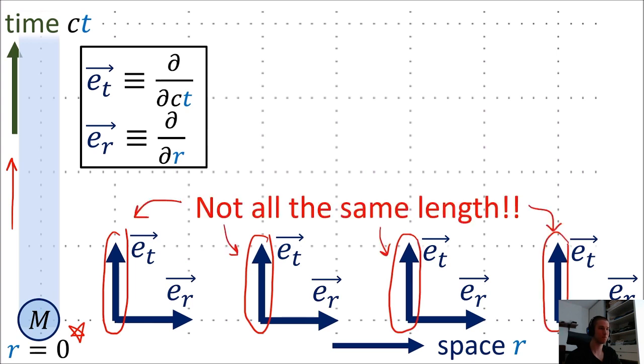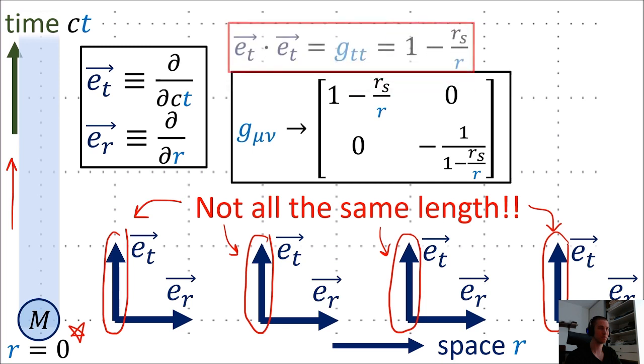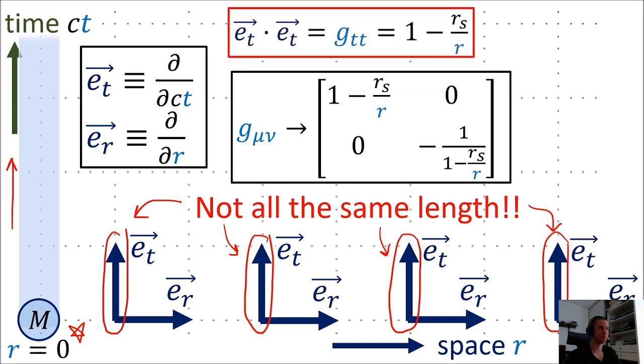In relativity, we should never trust our eyes or trust spacetime coordinates for making measurements. Instead, we need to trust the metric, which is the Schwarzschild metric in this case. The squared length of the e_t basis vector is e_t dot e_t, which equals the g_tt component of the metric, which is 1 minus Rs over r. So the length of all these time basis vectors depends on their r coordinate in spacetime.